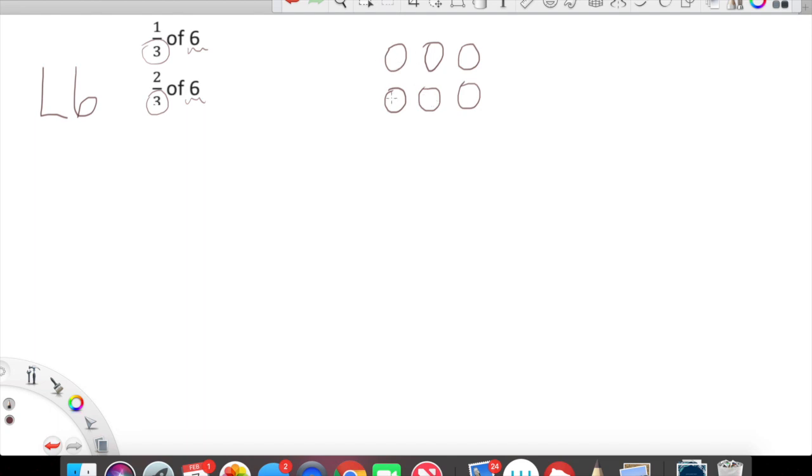I'm just trying to be very thoughtful with how I'm arranging my sets. So I have 6 chocolates here, and I'm looking for 1/3 of 6. Well, do you guys see how we have 3 columns? So 1 of the 3 columns represents 1/3. 1/3 of 6, how many chocolates do we have in that oval? Well, we have 2. Cool? Don't overthink this, guys.